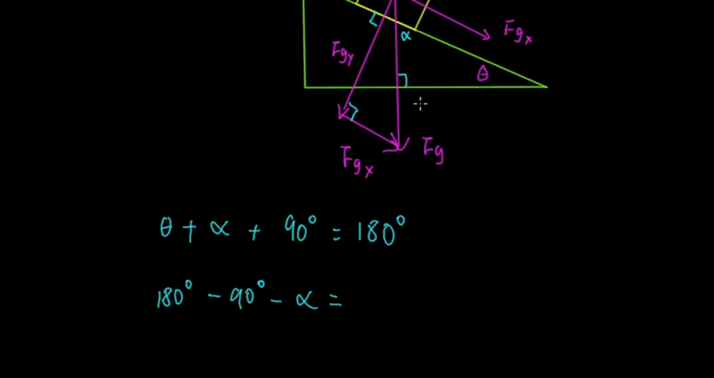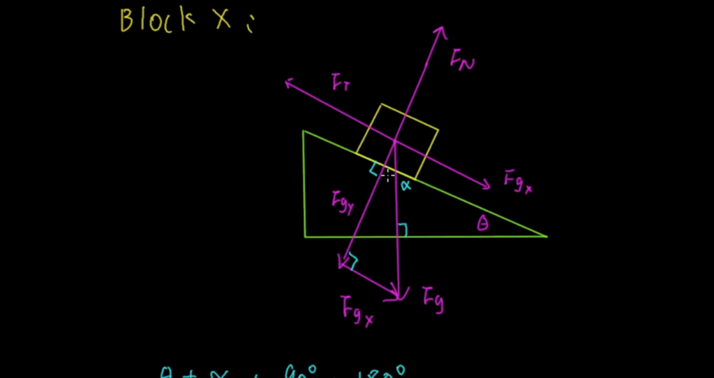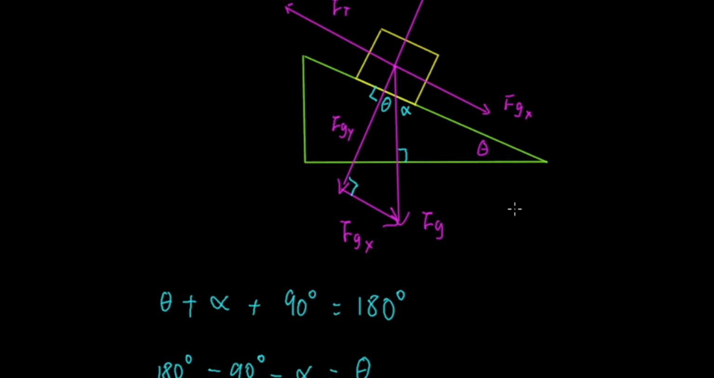But what is this angle? Look at this equation here. If I take 180 degrees minus 90 minus alpha, we get theta, right? So this is theta. So this angle here is theta. So this angle is the same as this angle here. Okay, now we know how to calculate the force of gravity in the x direction and also the force of gravity in the y direction now.